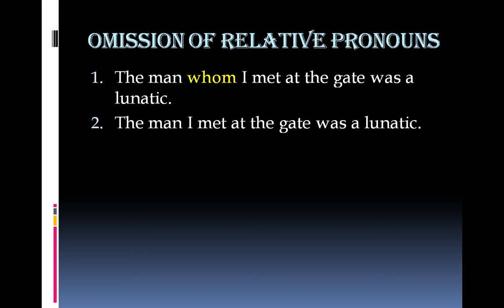How will you translate the first sentence? The man whom I met at the gate was a lunatic. आदमी जिसे मैं गेट पर मिला दीवाना था. Now translate the second sentence. The man I met at the gate was a lunatic. It's the same translation. आदमी जिसे मैं गेट पर मिला दीवाना था. Remember the words in Urdu starting with Jeem, letter Jeem. So जिसे is still there even in the second sentence.